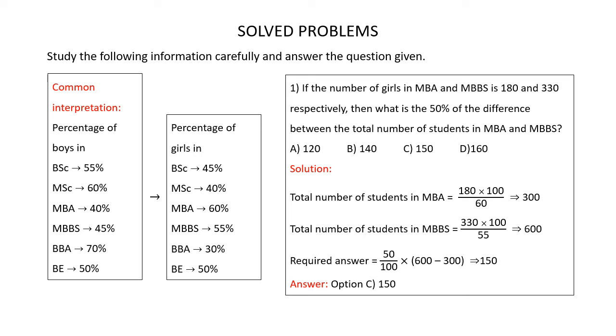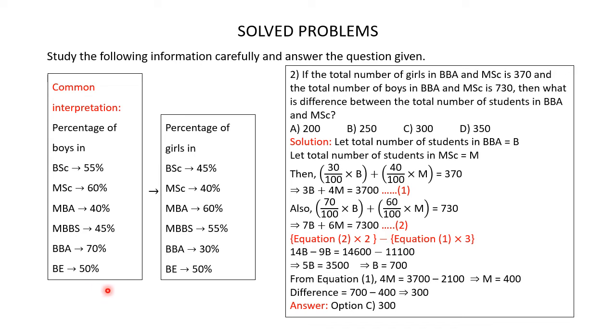Now we have to find out 50% of the difference between these two. So the required answer is 50 divided by 100 multiplied by 600 minus 300. On solving this, we get 150. So 50% of the difference between the total number of students in MBA and MBBS is 150. So the correct answer is option C, 150.